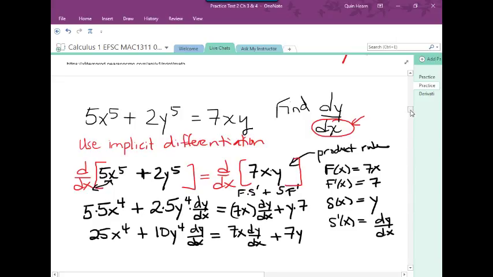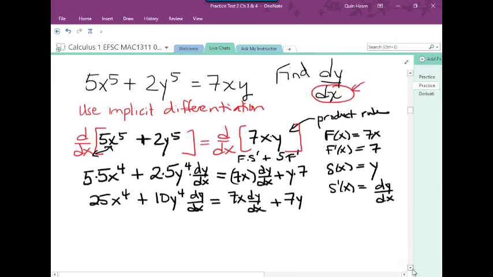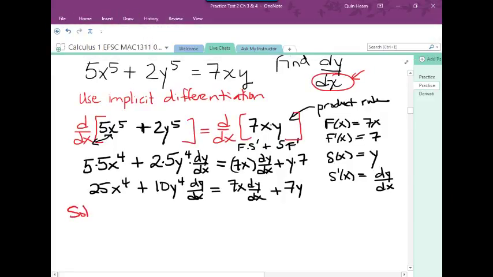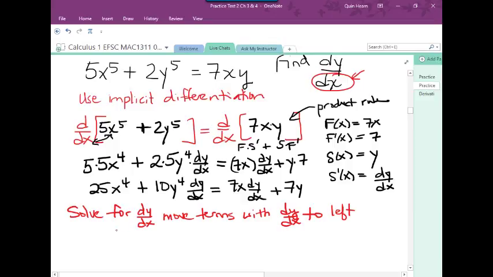So, to solve for dy dx, we're going to move the terms with dy dx to one side. Let's just go ahead and move to the left, and the other terms to the right.